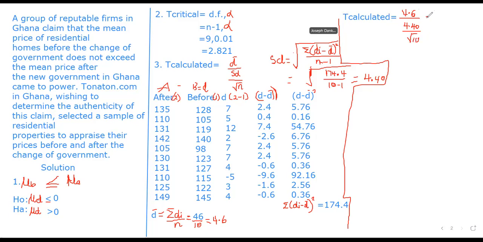What will be the final answer? You will get 3.306. Because this is in 3 decimal places, let's leave this one in 3 decimal places. So this is your 3.306.